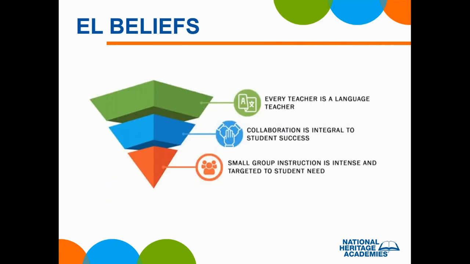That wraps us back around to our beliefs. Every teacher is a language teacher, collaboration is integral to student success, and small group instruction is intense and targeted to student need. A well-functioning EL team at the school level regularly carries out all of these beliefs. It is crucial that all roles that make up the EL team at a school, EL coordinator, EL teacher, and EL paraprofessional, collaborate to review student data, plan and execute instruction, communicate with all stakeholders, and participate in professional development to continue to grow. Each role plays a critical part in the EL team at the school as they support English learners and their families.